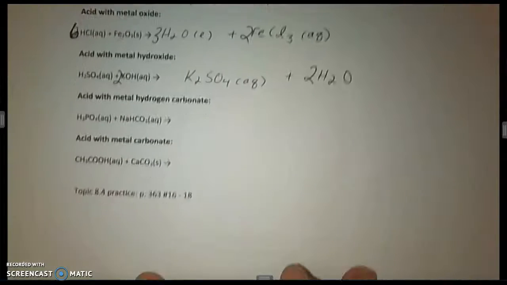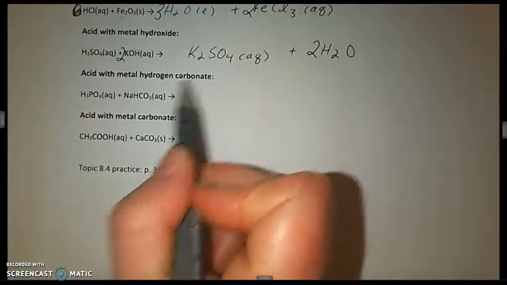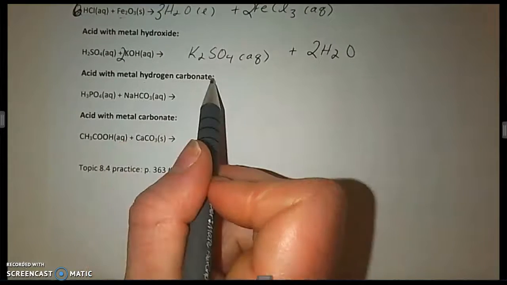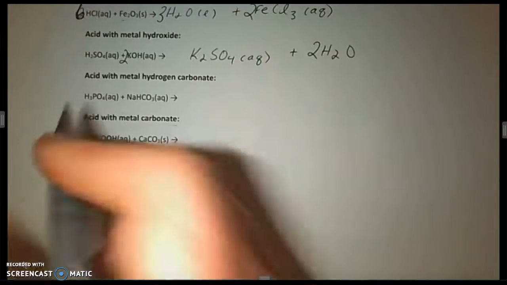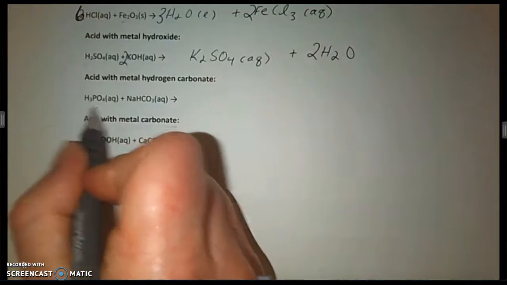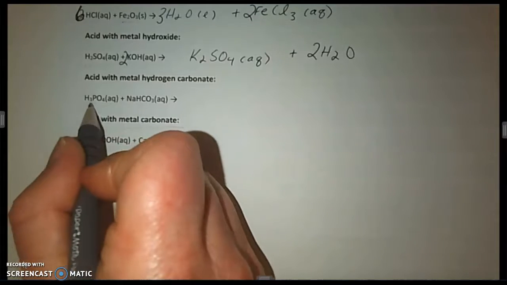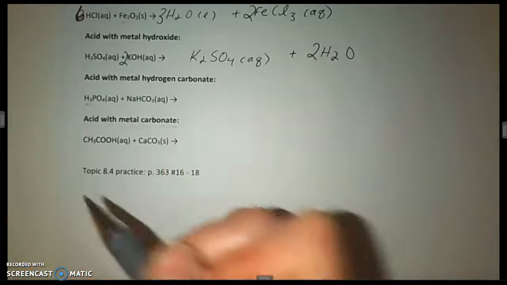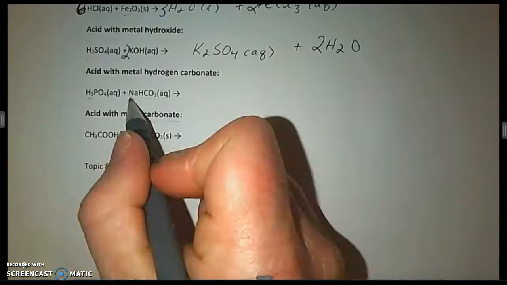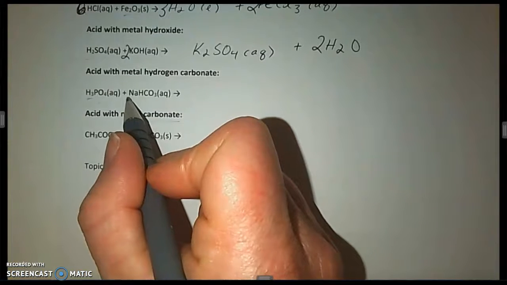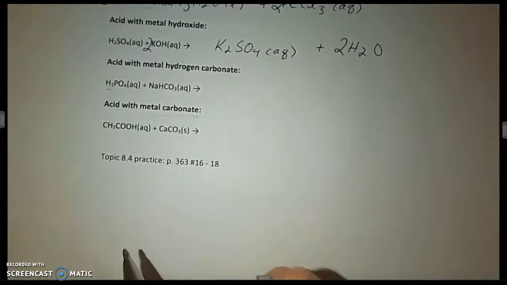Okay. Then the last 2 examples deal with carbonates. The first one is a hydrogen or bicarbonate salt, and then the next one is going to be just a normal carbonate. So I've got phosphoric acid, which is a triprotic acid, which just makes balancing this a little bit trickier. And then I've got sodium bicarbonate, which is also known as baking soda.